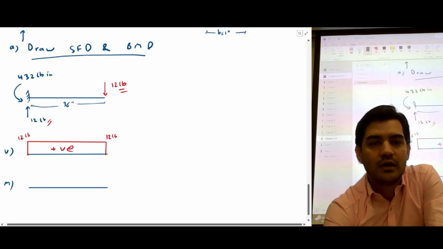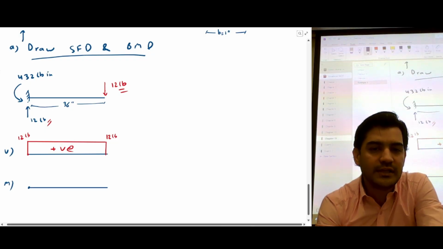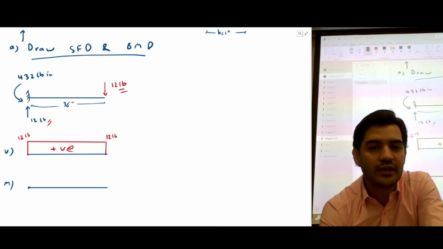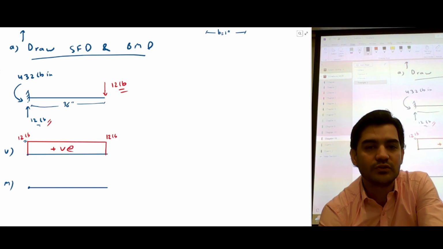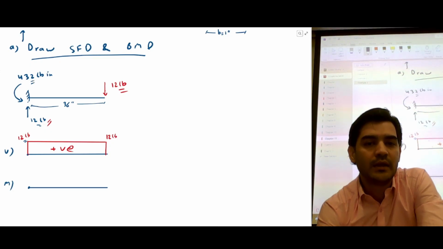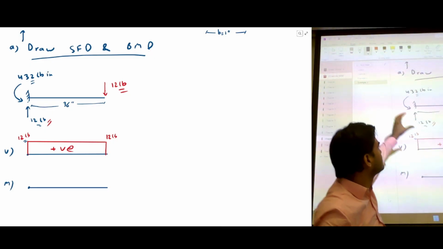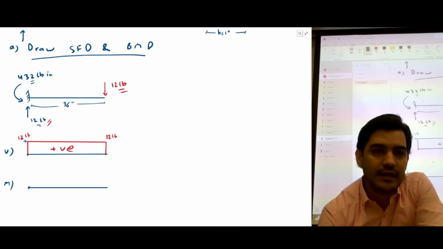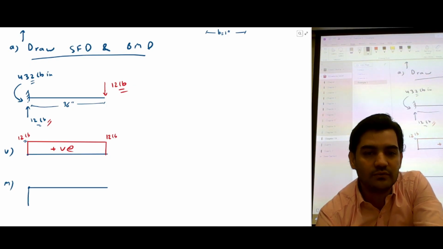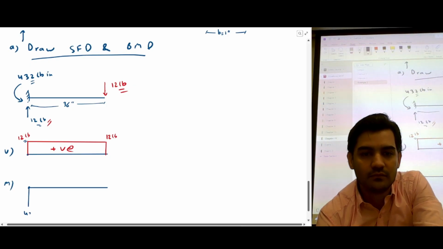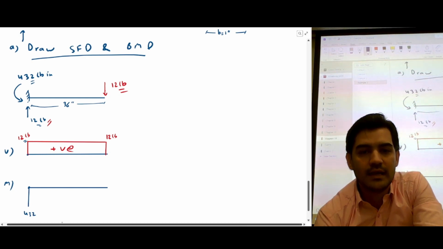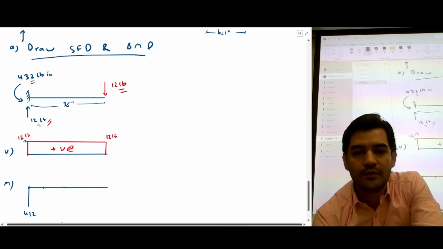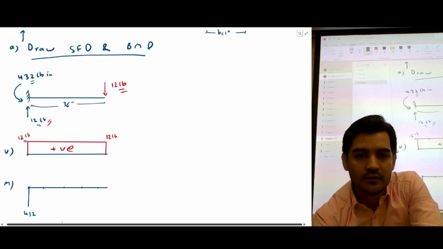In shear force, in the start we saw the reaction, which was 12. In the start of bending moment, we'll see minus 432, and it's going to cause hogging, right? Hogging is negative, so we're going to go down 432. And then at every point, we can calculate the moment, for example at this point.